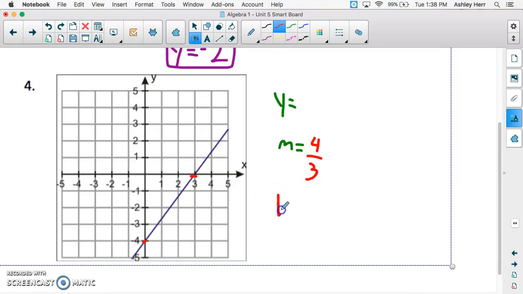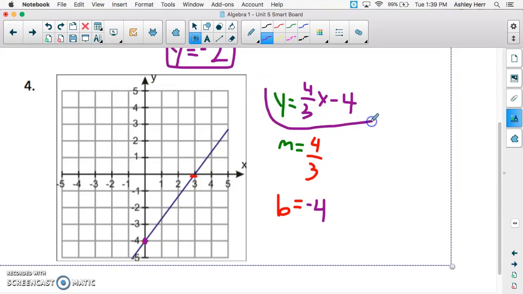Okay. What is my y-intercept? Where does my graph cross the y-axis? Here, right? At this point. Okay, so your y-intercept is at -4. So your b is -4. So when you plug these into your slope-intercept equation, you get y is equal to 4/3 x minus 4. Okay, you can't simplify it any further, so this is it. Box in your answer.